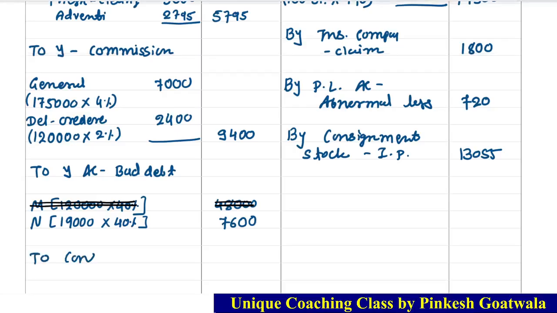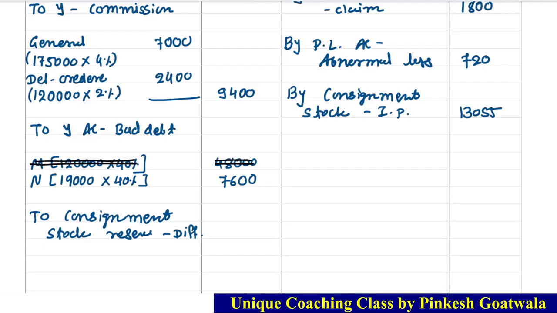To consignment stock reserve difference. Okay, so how many clock we have? We have a total 18 clock. Okay, total કેટલી clock છે આપની પાસે? 18 clock છે. We have a total 18 clock and difference is here 40.